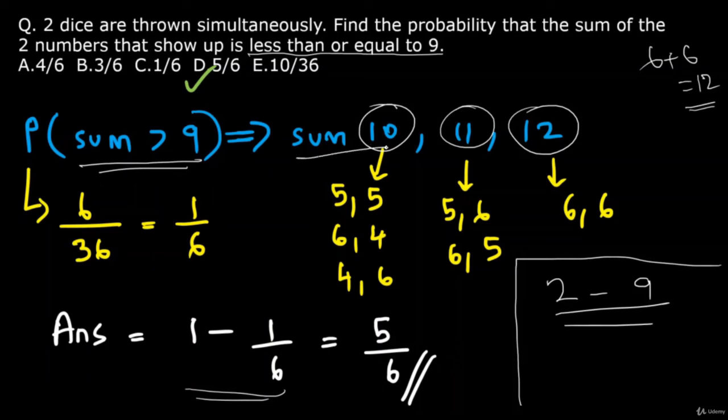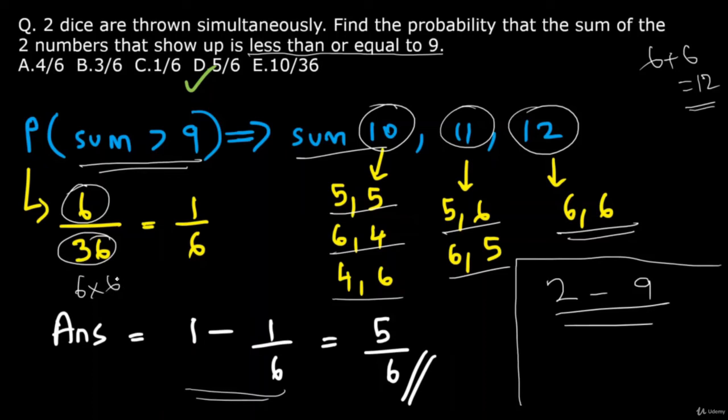So for the sum to be 10, you can have 3 ways: 5 5, 6 4 or 4 6. For the sum to be 11, you have 2 possibilities: 5 6 and 6 5. Similarly, for the sum to be 12, there's just one possibility: both of the dice have to show 6. So that's 3 plus 2 plus 1. So you get 6 events in which the sum is greater than 9. So probability for the sum to be greater than 9 is 6 by 36, right? This 36 over here is 6 into 6, the total number of outcomes when you throw 2 dice. So 6 by 36 gives you 1 by 6.